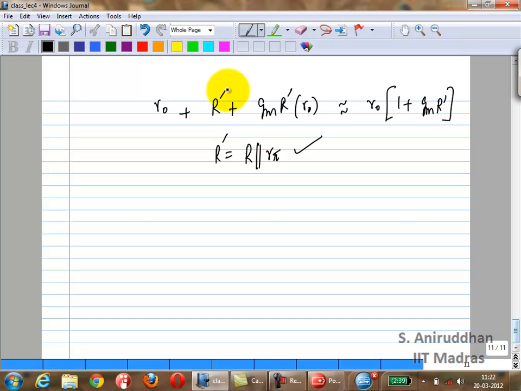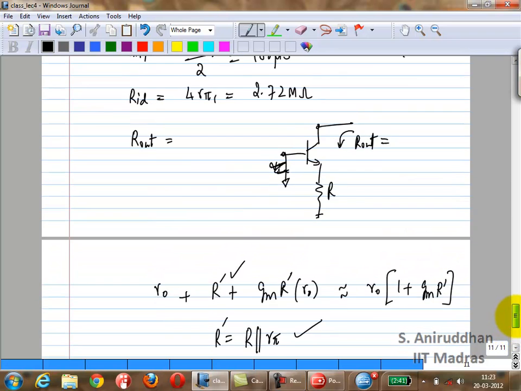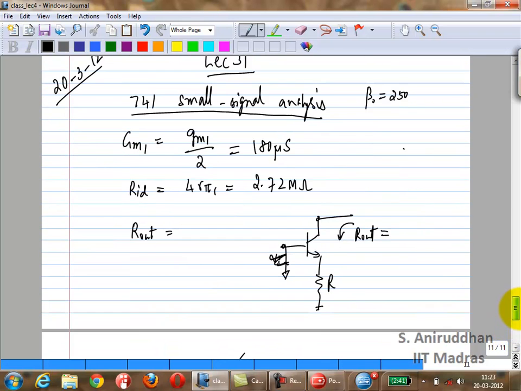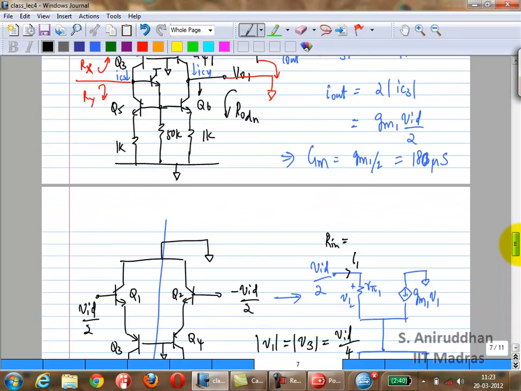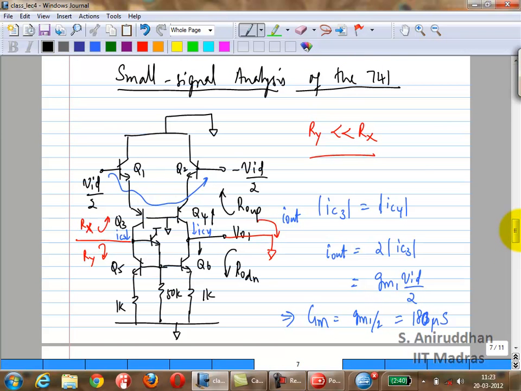If you want, you don't even need to neglect R prime. Just calculate it completely. Don't even neglect R prime for now. Go back to which one? The overall circuit diagram? The schematic, right? Okay. There you go.